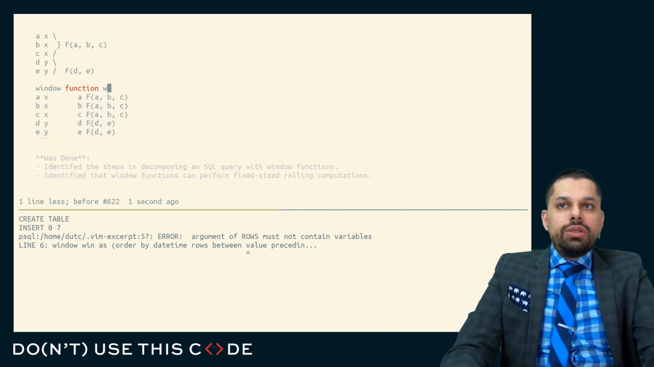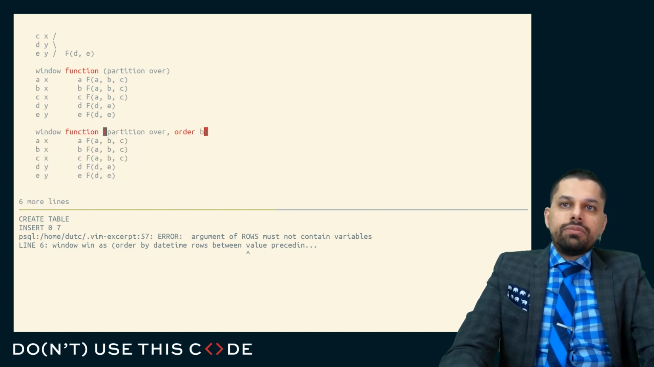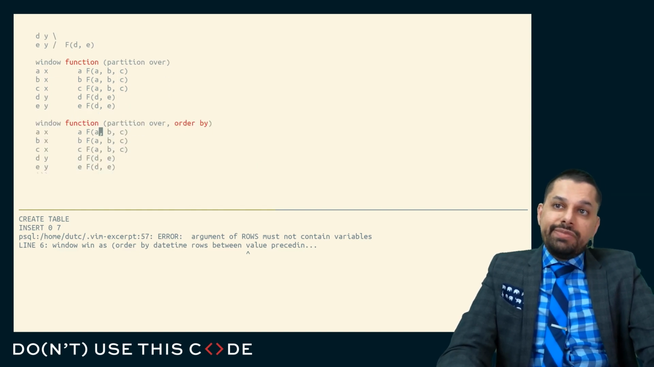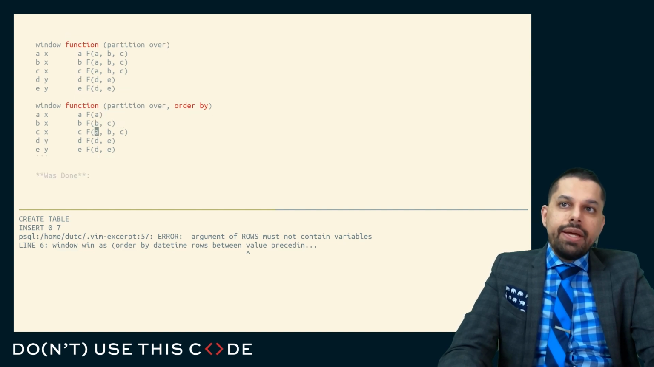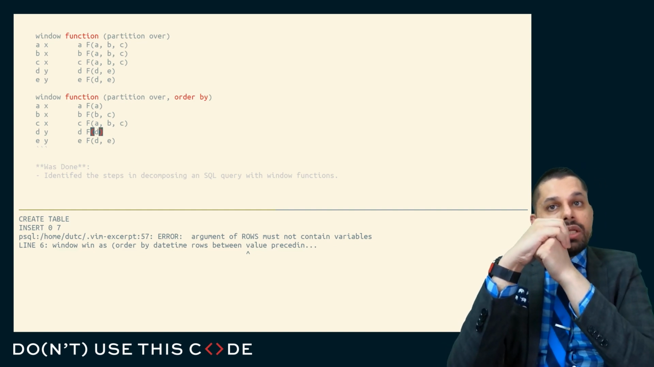The window function, this is partition over. If I do this with the partition over and the order by, then what I have is some ordered window, some ordered set. So here this just gives me a function on A, this just gives me a function on B and C, and this gives me a function on A, B, and C. This gives me a function just on D, and this gives me a function on D and E.